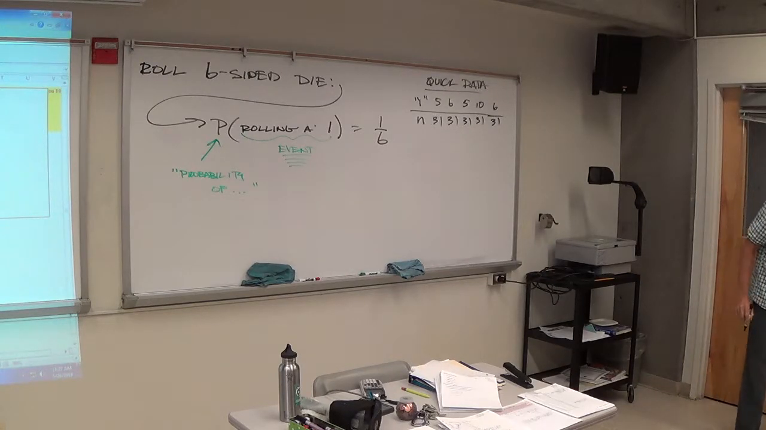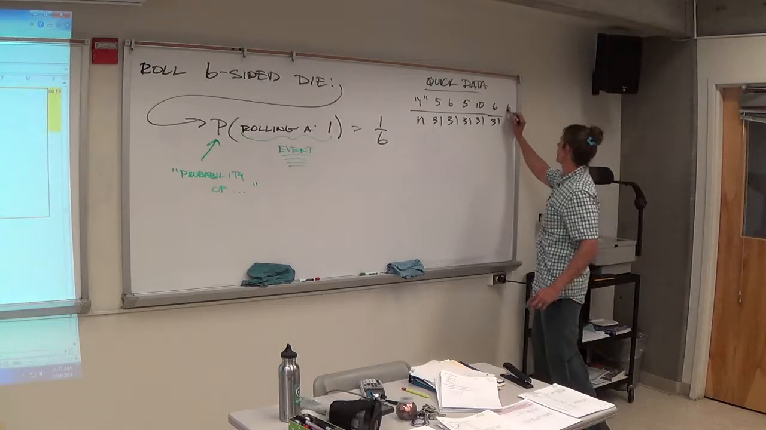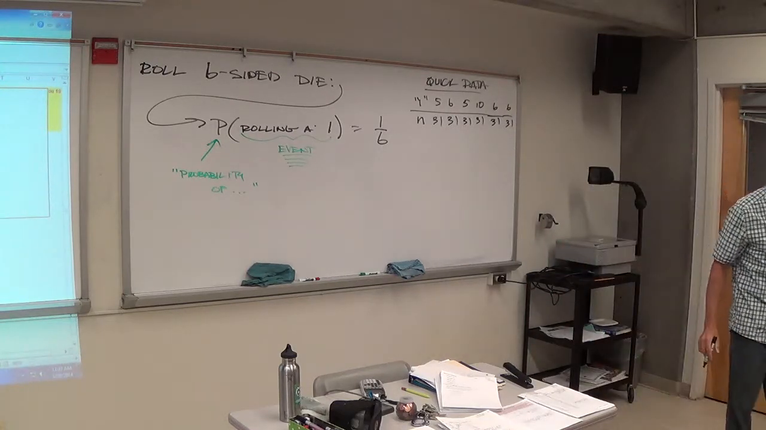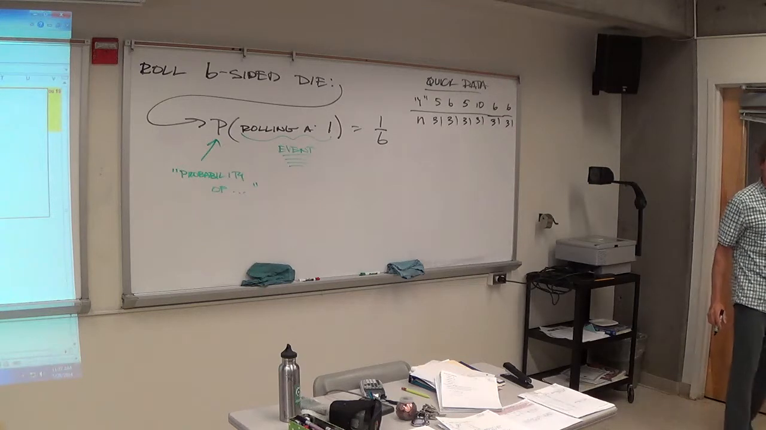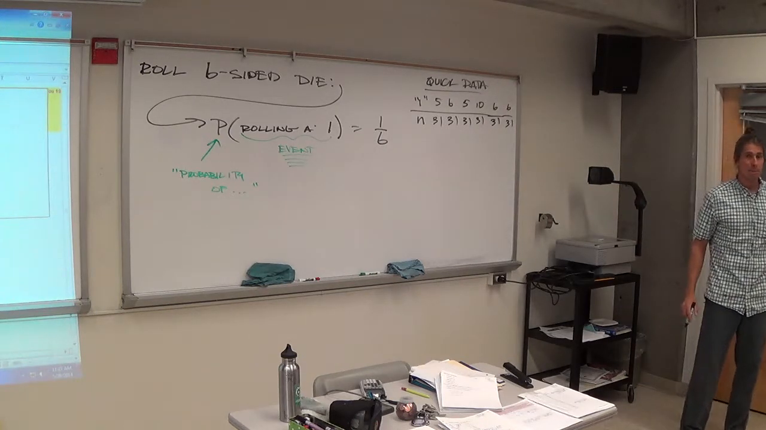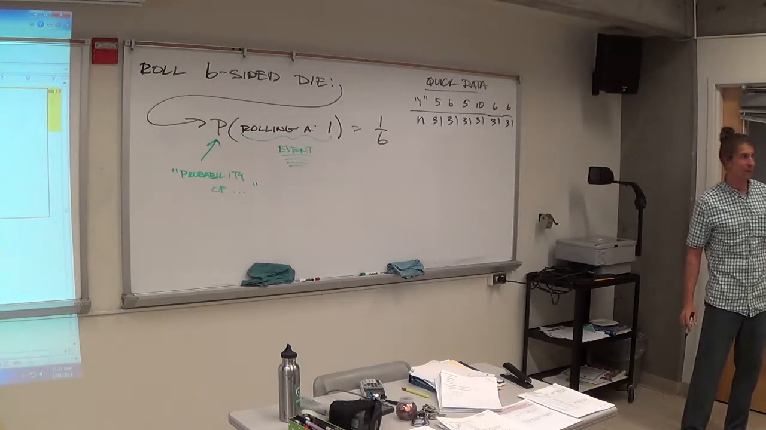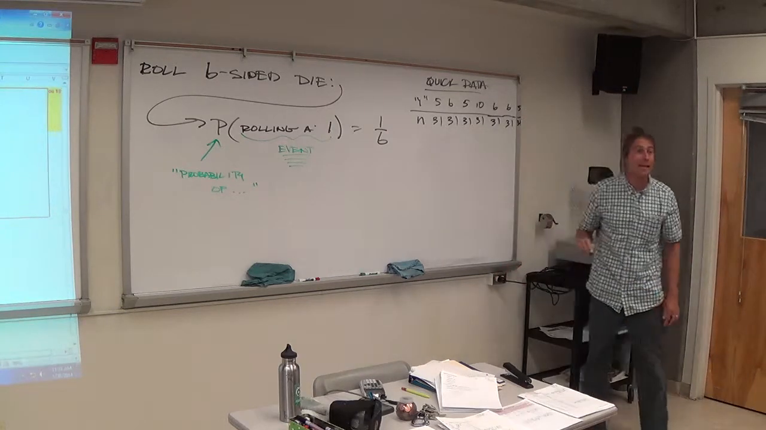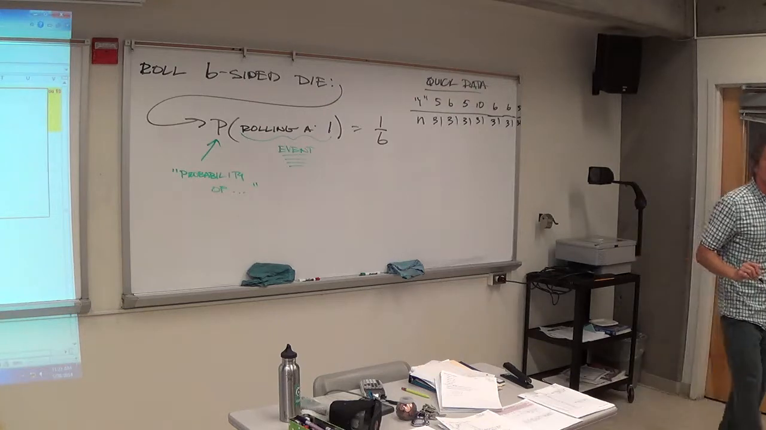Roll again. Hands if you got 1. 3, 4, 5, 6, and 31. Do it again. Hands if you got 1. Has anybody not gotten the 1 yet?